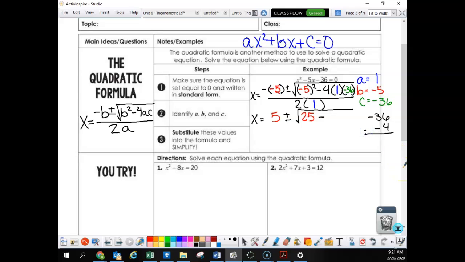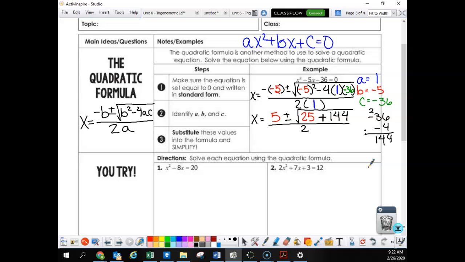So 36 times 4. So 4 times 6 is 24. And then 12, 13, 14. So it's 144. Right? 4, 8, 12, 16, 24. Yeah, 144. And negative times a negative is a positive, right? So that means this is going to turn into a plus 144. And then at the bottom, what's 2 times 1? 2.